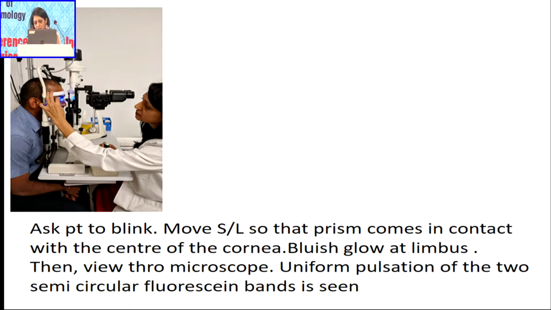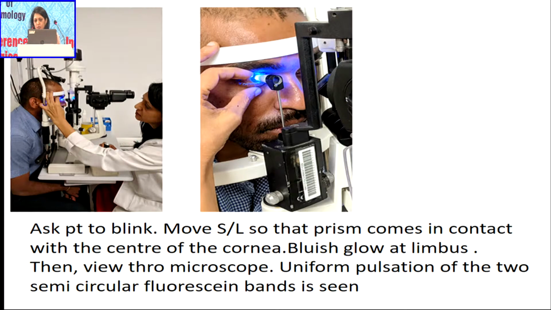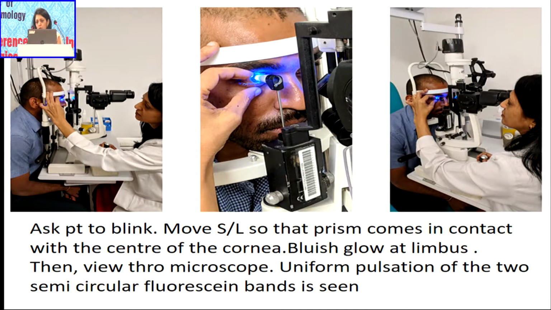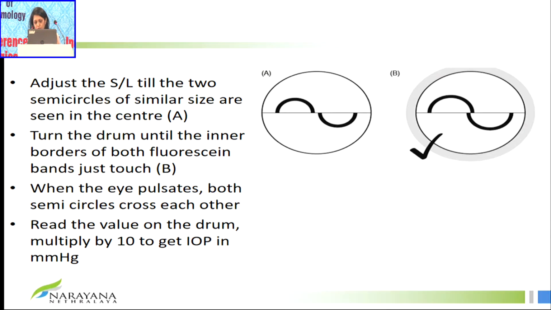So you first ask the patient to blink so that the tear film is spread. You move the slit lamp close so that the prism comes in contact with the center of the cornea. You then see the bluish glow at the limbus. Till then you're seeing outside the microscope. Once you see the bluish glow at the limbus, you look through the microscope, and you see the pulsation of the semicircular bands. So now you're looking through the microscope to look at the semicircular bands.